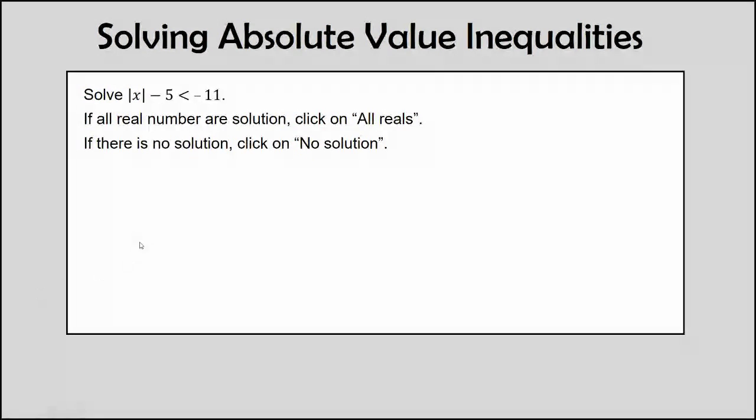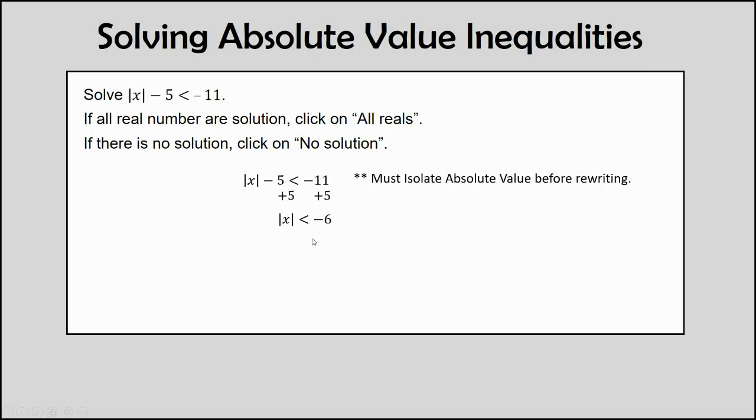Okay, look at another one here. Absolute value of x minus 5 is less than negative 11. Same set of directions. Same starting point here. Before I can write two cases, and you have to write two cases when you have a compound inequality here with absolute value, I got to isolate this absolute value of x. I want this by itself first. So we're going to add 5 to both sides. Absolute value of x is less than negative 6.